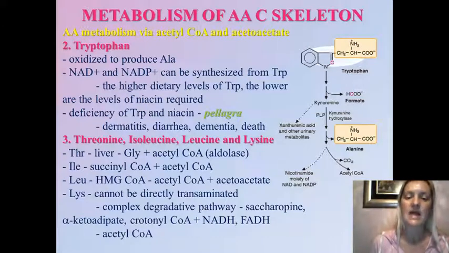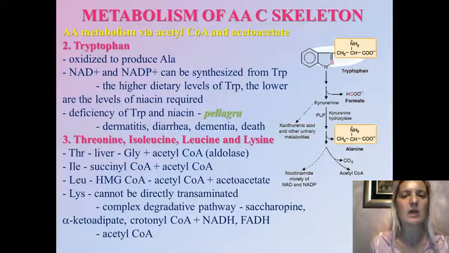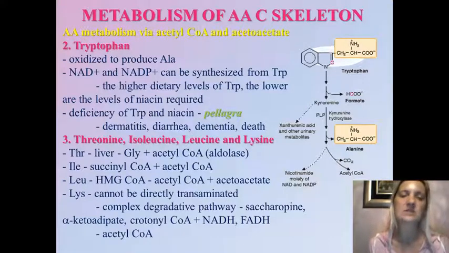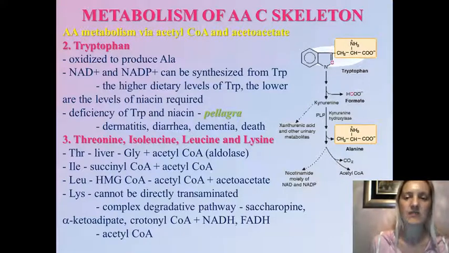body. Lysine cannot be directly transaminated, and it undergoes a rather complex degradative pathway, which involves several intermediates like saccharopine, alpha-ketoadipate, crotonyl coenzyme A, but during this process it's important that reduced NAD and FAD coenzymes are formed. The final product of degradation is acetyl coenzyme A.